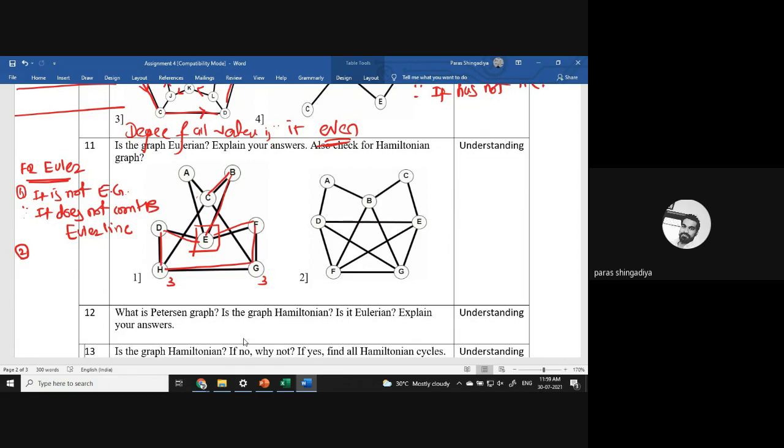You cannot repeat any vertex more than one time. All the vertices should be included, but exactly one time, except the starting and ending, which will be repeated because it is a circuit. But in between starting and ending, all the vertices should appear only one time. So here also the same conclusion: not a Hamiltonian graph because it does not contain a Hamiltonian circuit. That is the answer for the first graph.